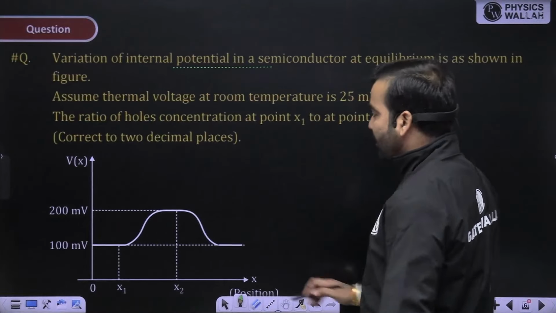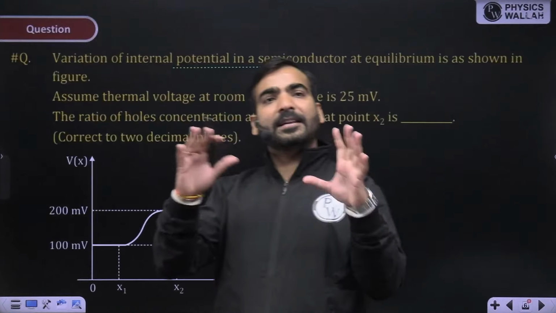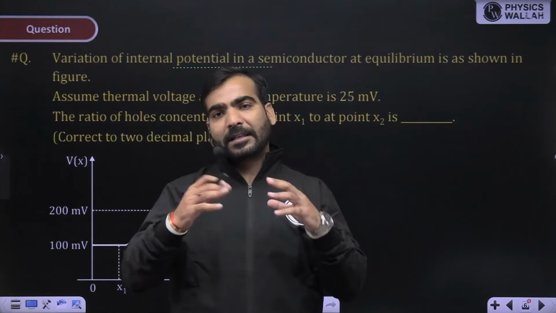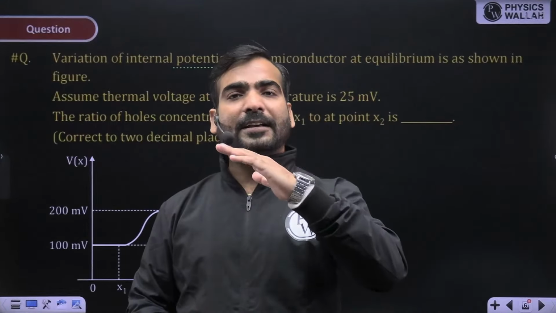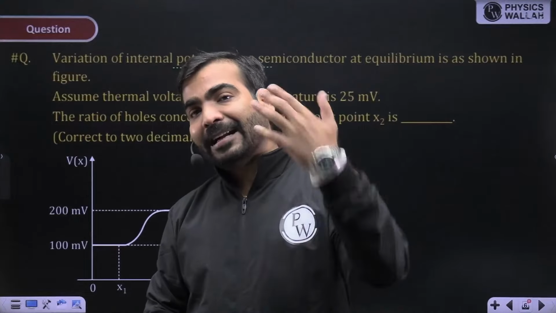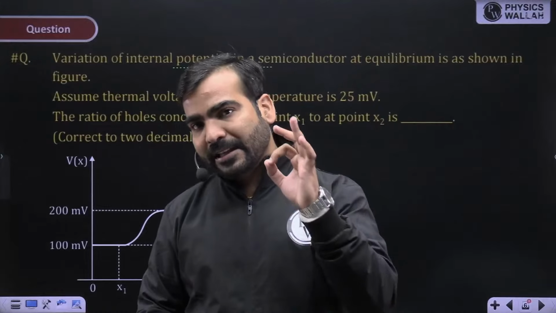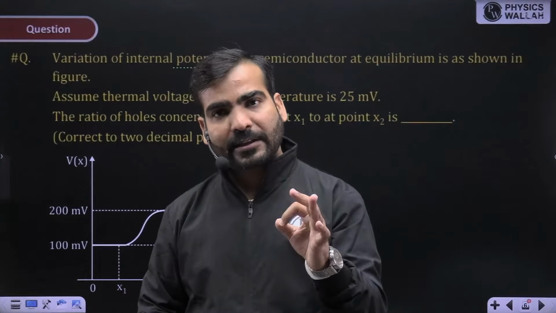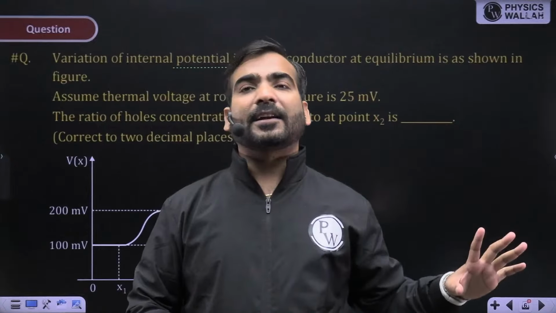See, this is your potential diagram. Let me tell you the concept you should keep in mind. In an energy band diagram, you have the valence band, conduction band, and intrinsic Fermi level. Whatever the shape of the conduction band, the replica of that shape will be the plot for electron concentration. Electron concentration plot and potential plot are very much identical, very similar.